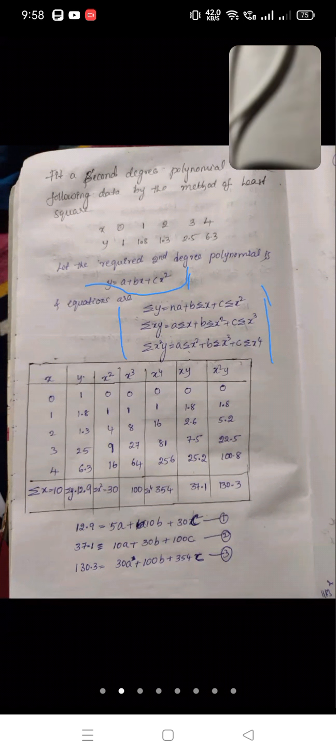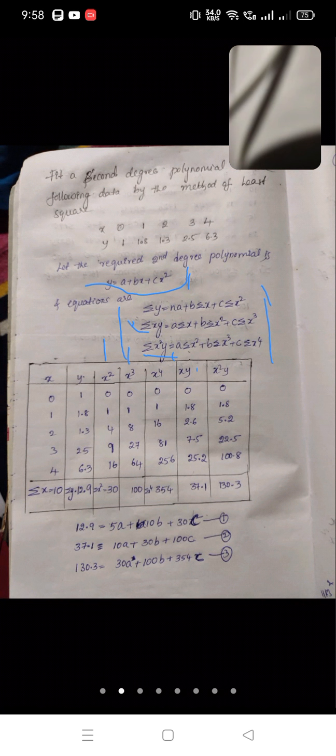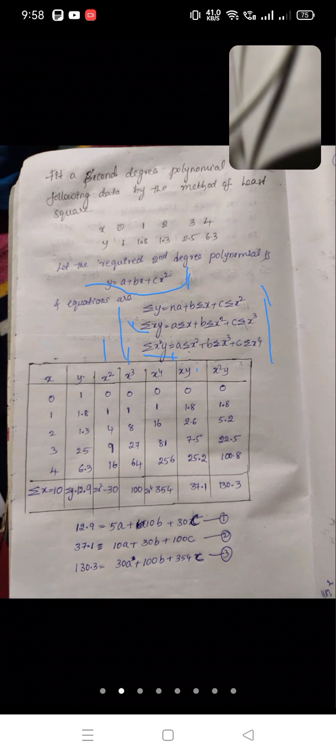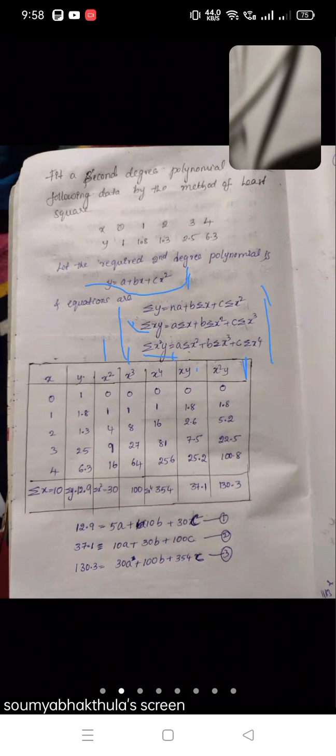Okay, so same here. First of all, you have here x square and x cube term also and x power 4 term also. That's why I'm taking here x square, x cube and x power 4. Next you have here the xy term, so I'm taking here xy term. Next here we have x square y, so I'm taking here x square y. From the equations only you have to consider the table. You have to write the x values and y values, x square values and x cube values and x power 4 and xy and x square y and take the summation of all these things.